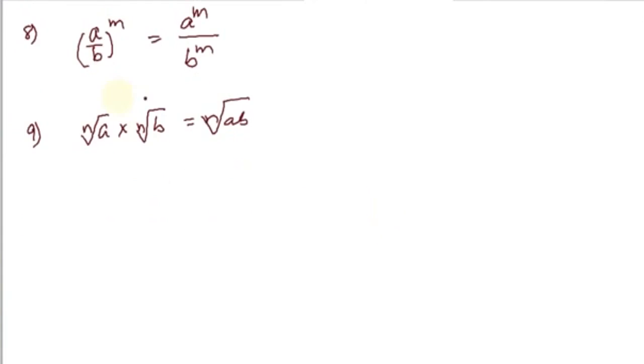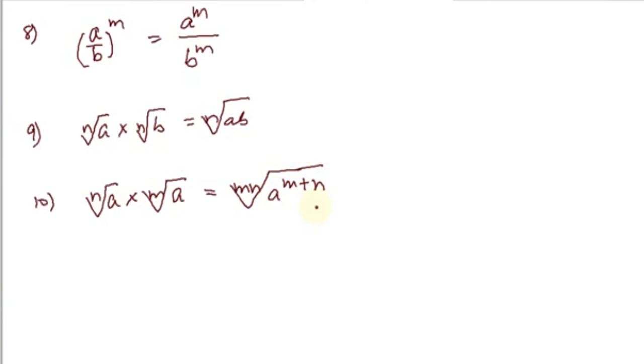Next, if the nth root and mth root are different. For example, nth root of a into mth root of a only. Here the index is different but the base is the same, that means the radicand is the same. This we can write as mn root of a power m plus n. If you expand it, you can find this out.